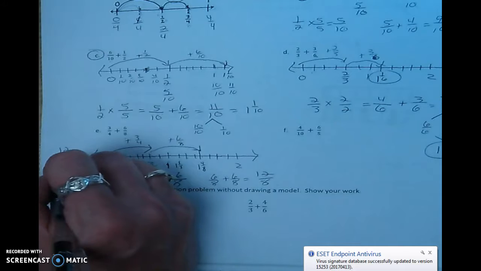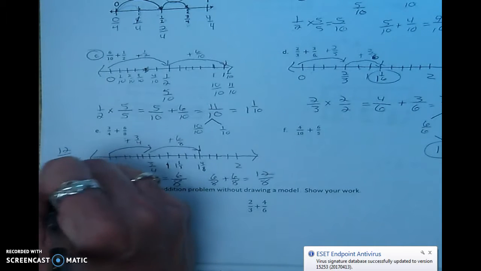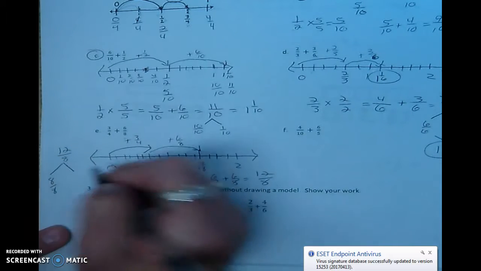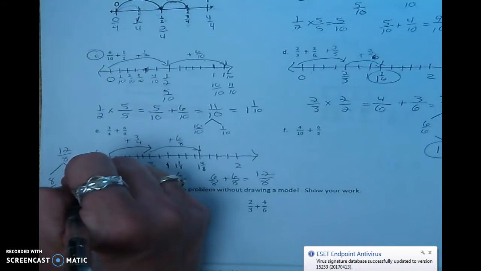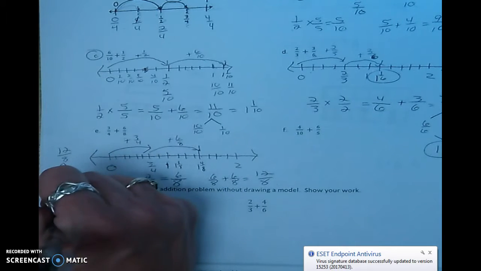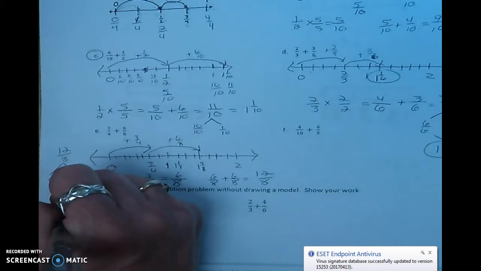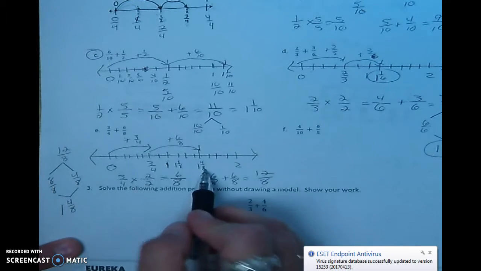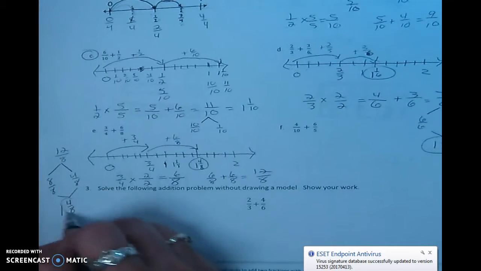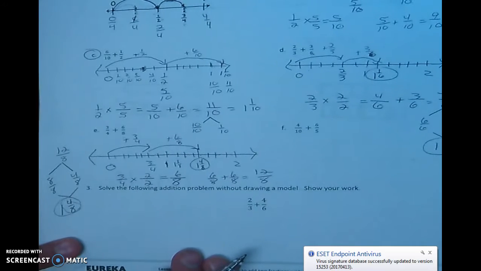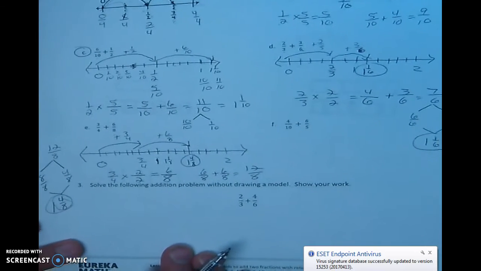I have 12/8. I'm going to take 8/8 out of it, which is 1. And I end up with 4/8 left. And if I combine those, I end up with 1 and 4/8, which is the same thing that I ended up with when I added on the number line. Okay.